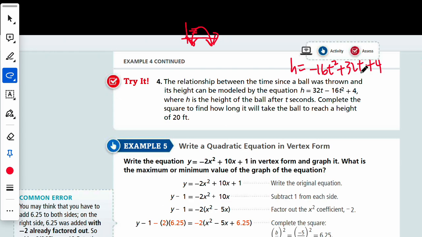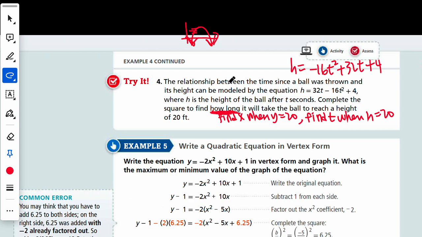Complete the square to find how long it'll take. So how long is talking about what? Is it talking about the time or the height? It's talking about the time. So we're talking about the x value. So we're trying to find x. So in other words, find x is what they're saying. How long would it take the ball to reach the height of 20? So find x when y is 20, right? Or h is 20 is what they're saying. So in other words, we have t and h. So we're going to say find t when h is 20, right?